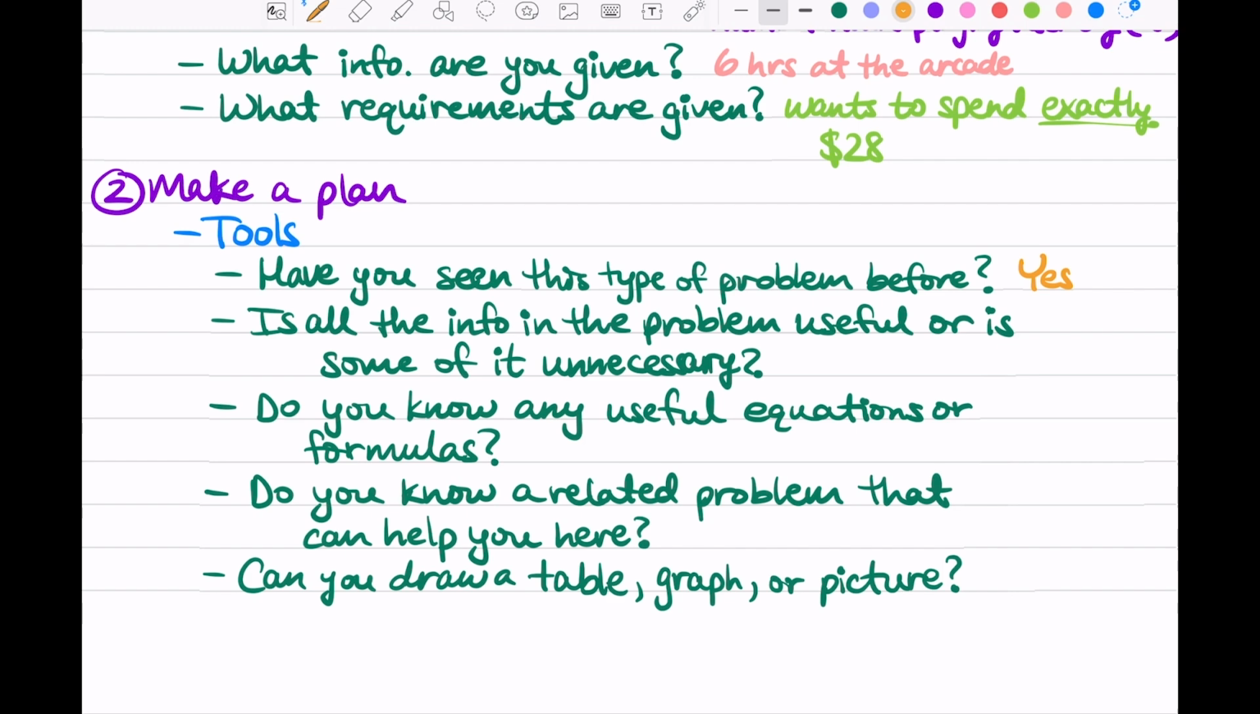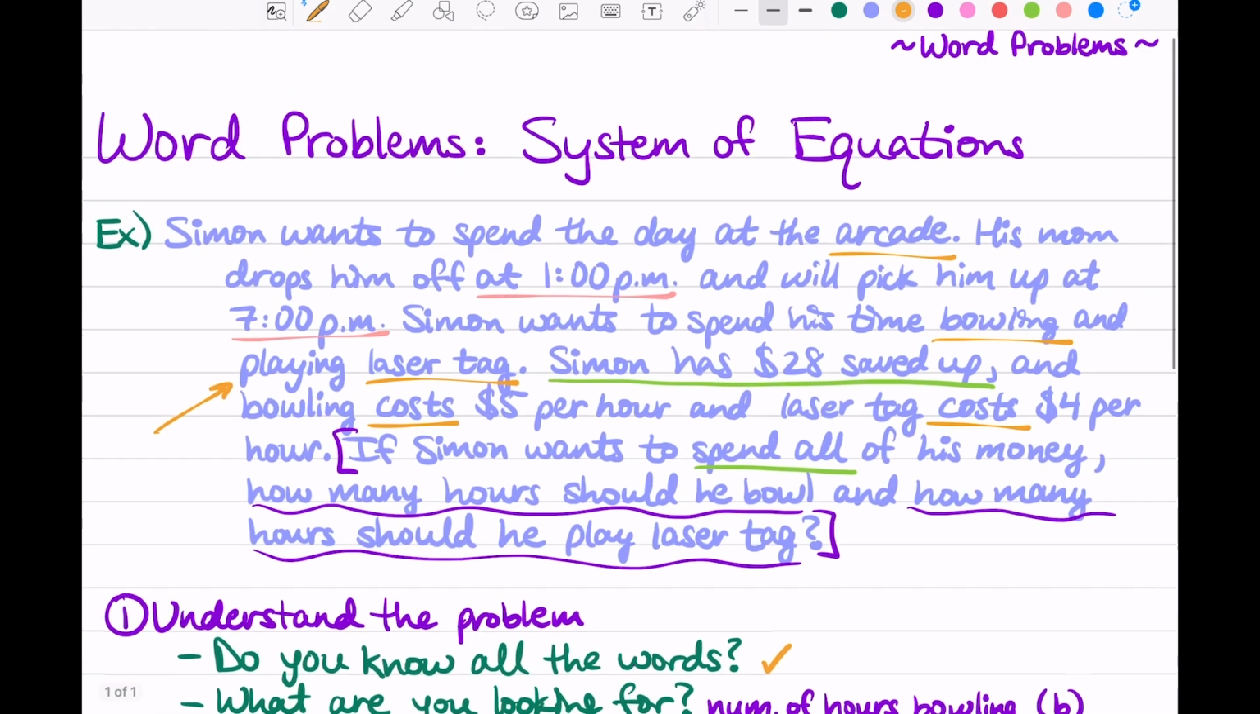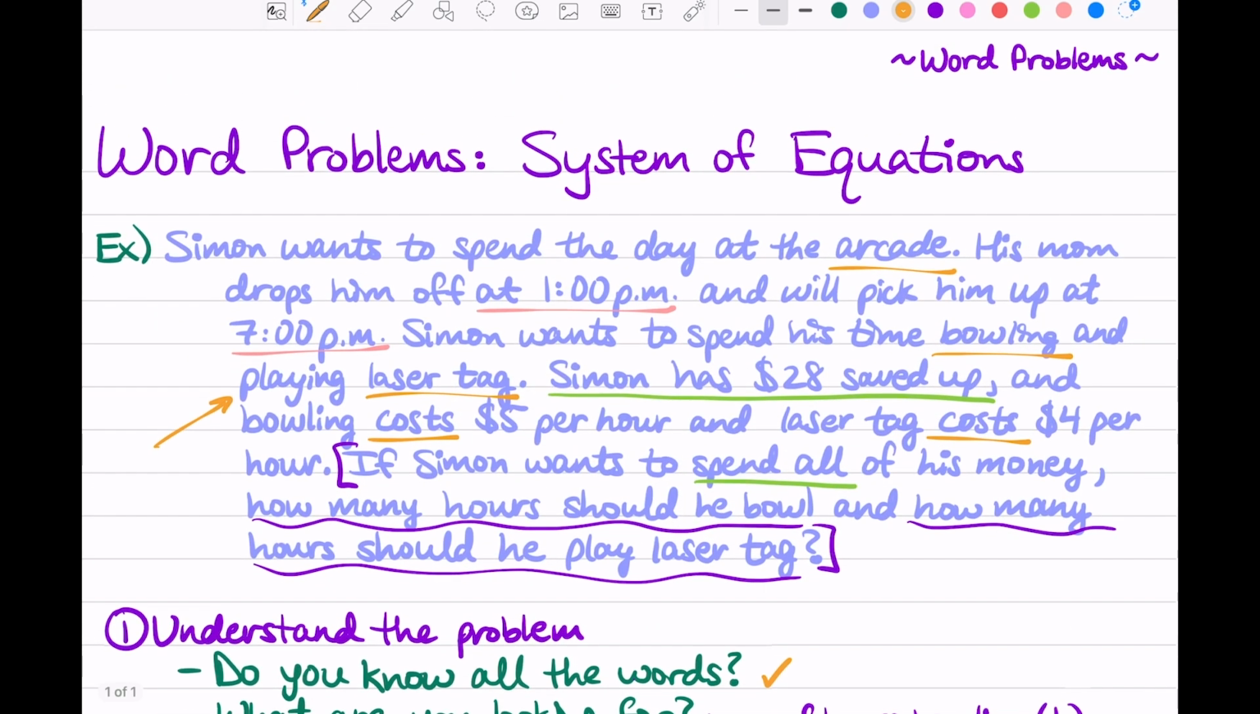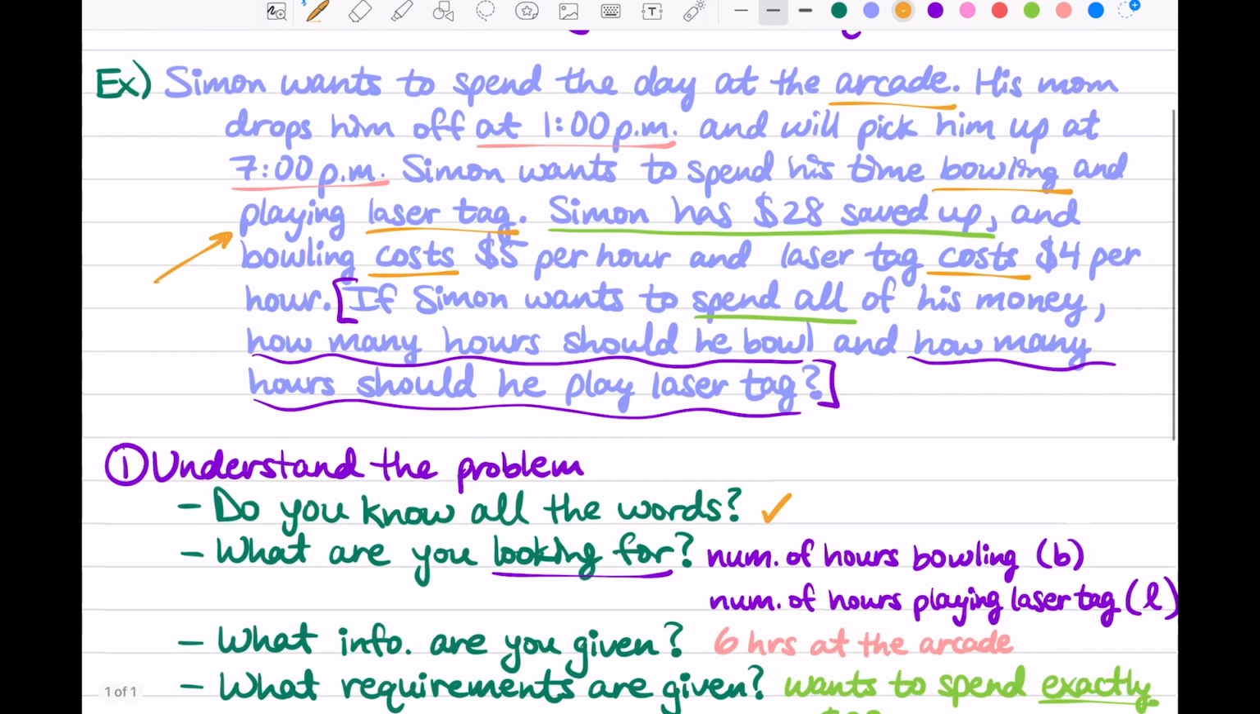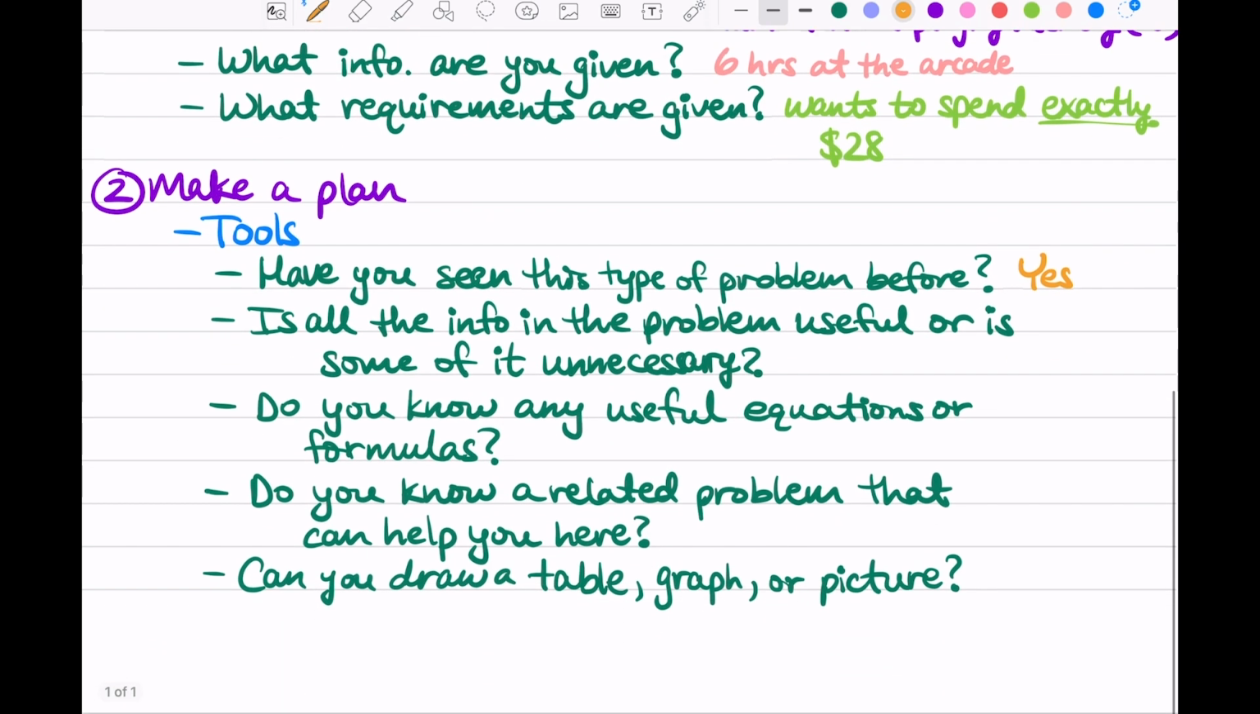Is all the info in the problem useful, or is some of it unnecessary? Let's take a look at the problem. It seems like we've marked a lot of it, and I don't think that anything stood out as random or unnecessary. So I think that we're good on that question. Seems like everything's useful. Moving on to the next question.